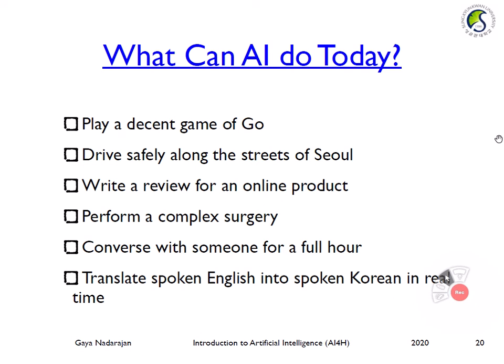Okay, so let's look at the first one. Play a decent game of Go. So Go, as we already mentioned, maybe like a decent game of chess. So this is something that, yes, AI is able to do today.